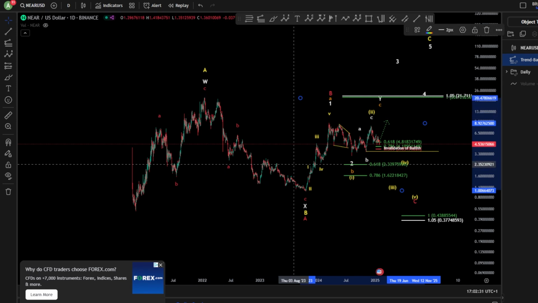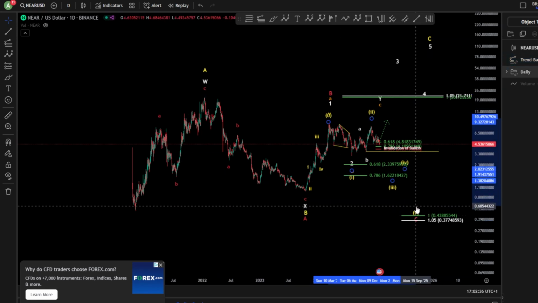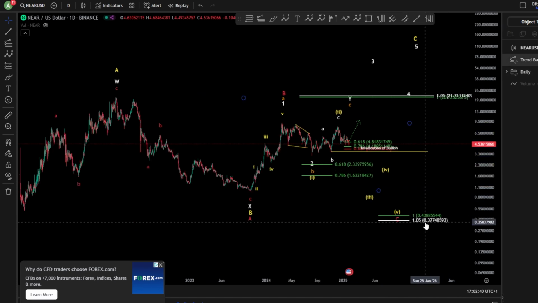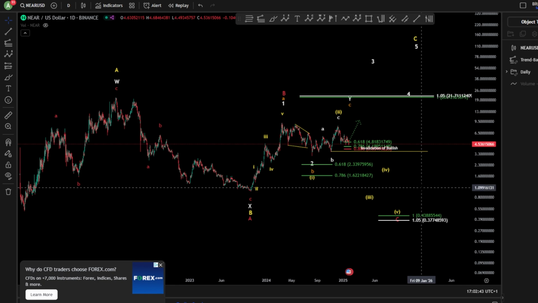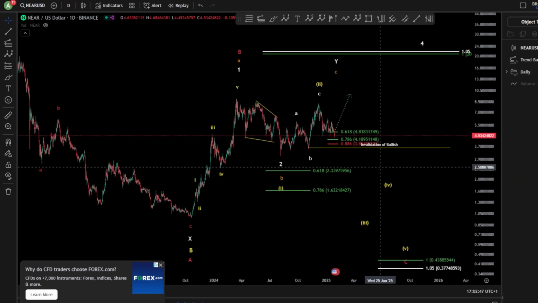Because we have 3 waves down and 3 waves up, it is a very regular flat, finishing somehow impulsively with a wave C for a 1-to-1 fib level at 0.43.